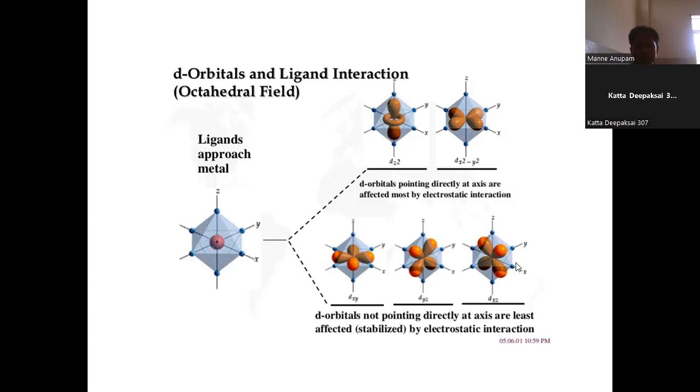So these are the t2g set of orbitals. These are the eg set of orbitals. On the axis is the eg set, in between the axis is the t2g set. The t2g is reducing and the eg is increasing in energy.